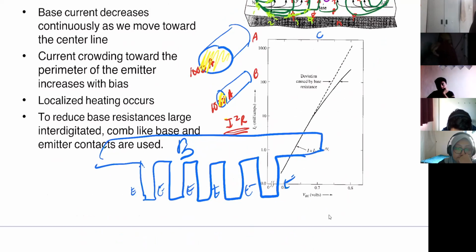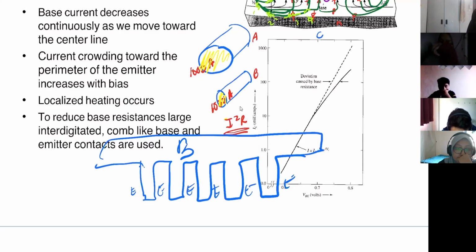So they make fingering, or another name for it is interdigitated comb-like base emitter contacts. So the design of the contact is like this. Any questions? Do you understand? Is my explanation unclear? No, it's quite clear. Okay.